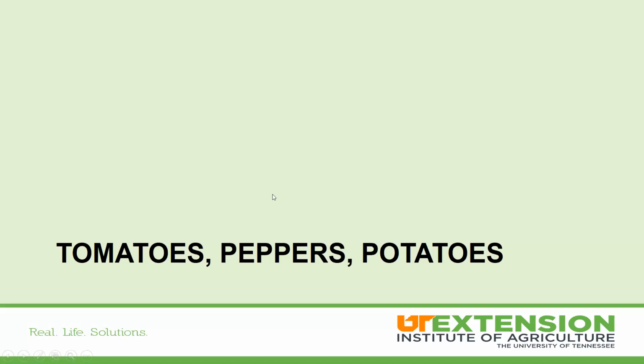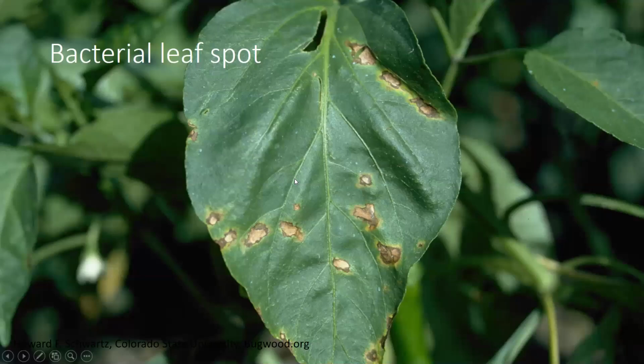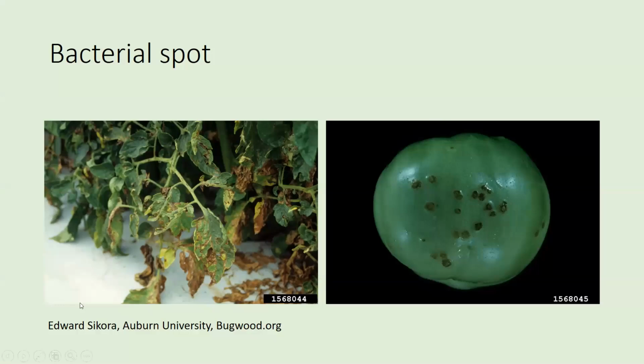Moving on to our nightshade plants, our tomatoes, peppers, and eggplants. Bacterial leaf spot. On bacterial leaf spots, the initial spots will look like a water-soaked area. They can be black, brown, or tan. And you can see it on the underside of the leaf. When you see it on the fruit, you will see some dark gray spots on the fruit. So here you can see it on the fruit.